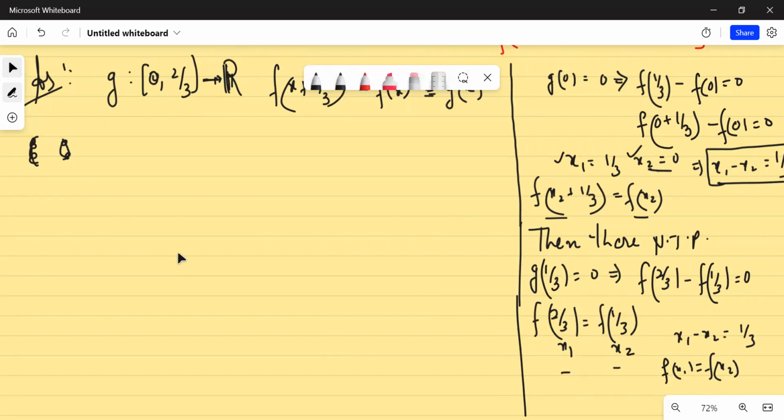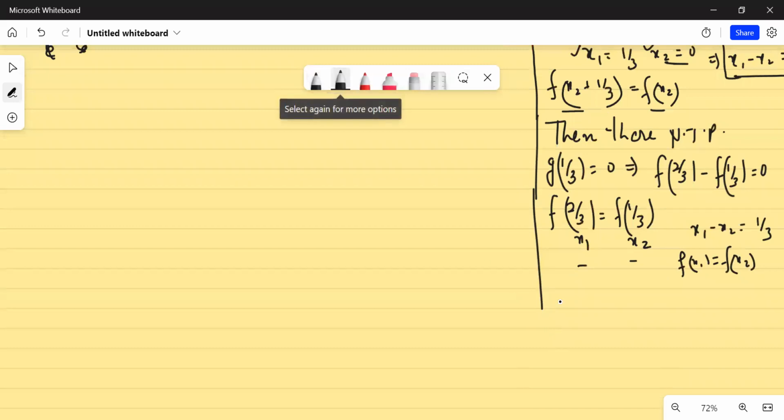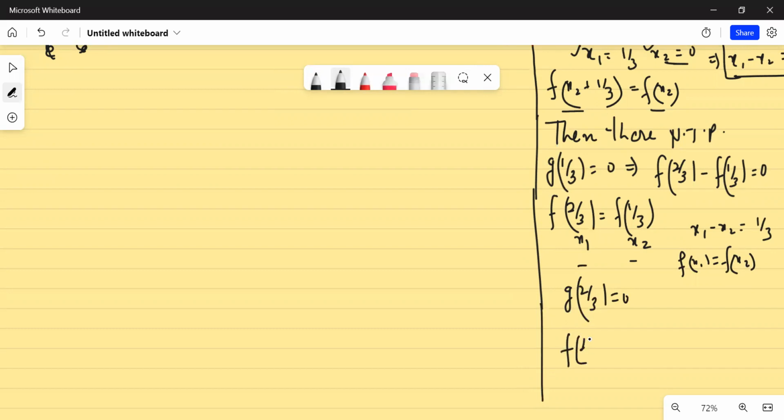Okay. Otherwise, another important case, let's say g of 2 by 3 is 0. What does it mean? It means f of 1 minus f of 2 by 3 is equal to 0. Or in other words, I can write that f of 1 is equal to f of 2 by 3 and the condition that x1 minus x2 is equal to 1 by 3. Clearly, this is x1, this is x2. So if x1 is 1, x2 is 2 by 3. So clearly x1 minus x2 is 1 by 3.